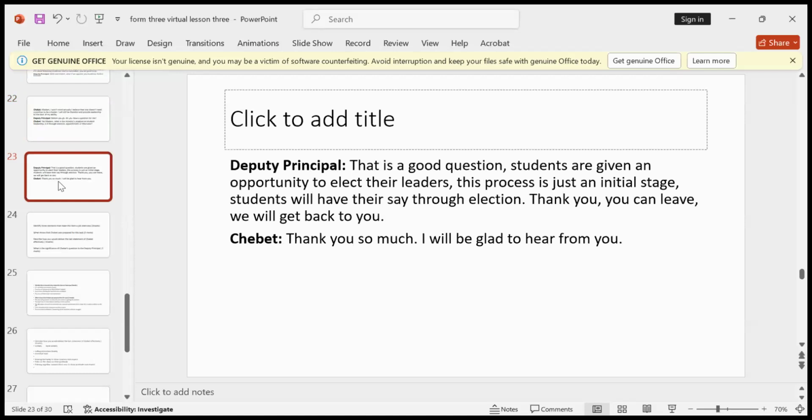That is a good question. Students are given an opportunity to elect their leaders. This process is just an initial stage. Students will have their say through election. Thank you. You can leave. We'll get back to you. Thank you so much. We'll be glad to hear from you.